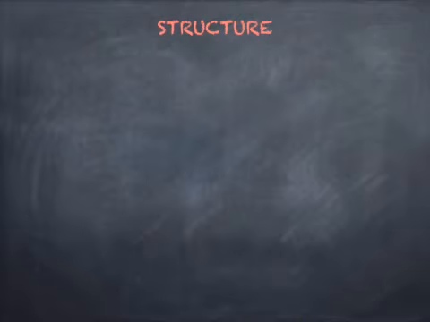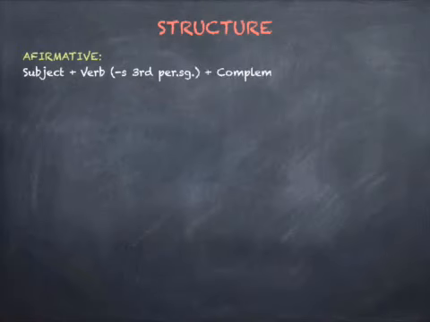Okay, let's start with affirmative sentences in the present simple. To build these sentences, we need a subject, followed by a verb which will be in its base form, that is, in the infinitive without to, in all persons except for the third person singular, I mean he, she, or it. In these cases, when the subject refers to a third person singular, we must add a suffix s to the end of the verb.